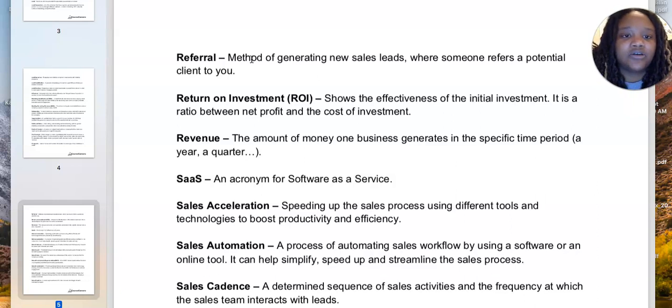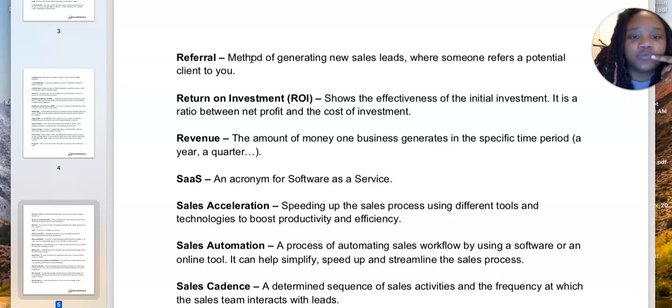Okay, next is return on investment, ROI, which shows the effectiveness of the initial investment, and it is a ratio between the net profit and the cost of investment. This is really, really important, especially for tech sales, because you want to make sure that the product or service you are offering is worth the return on investment. So they're actually getting their money's worth and they're able to increase their revenue based off of using your service.